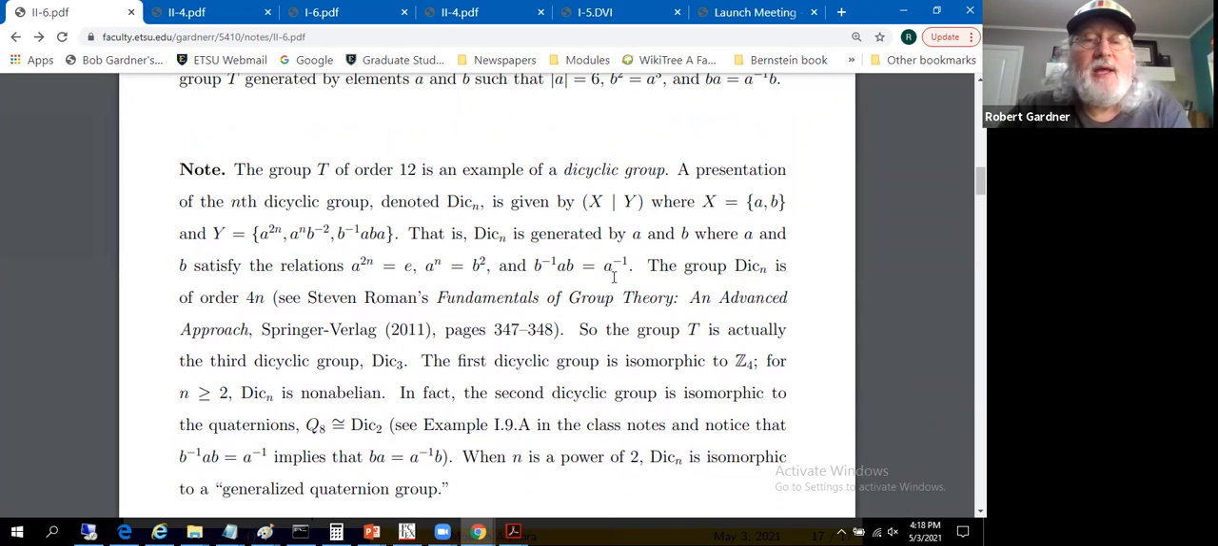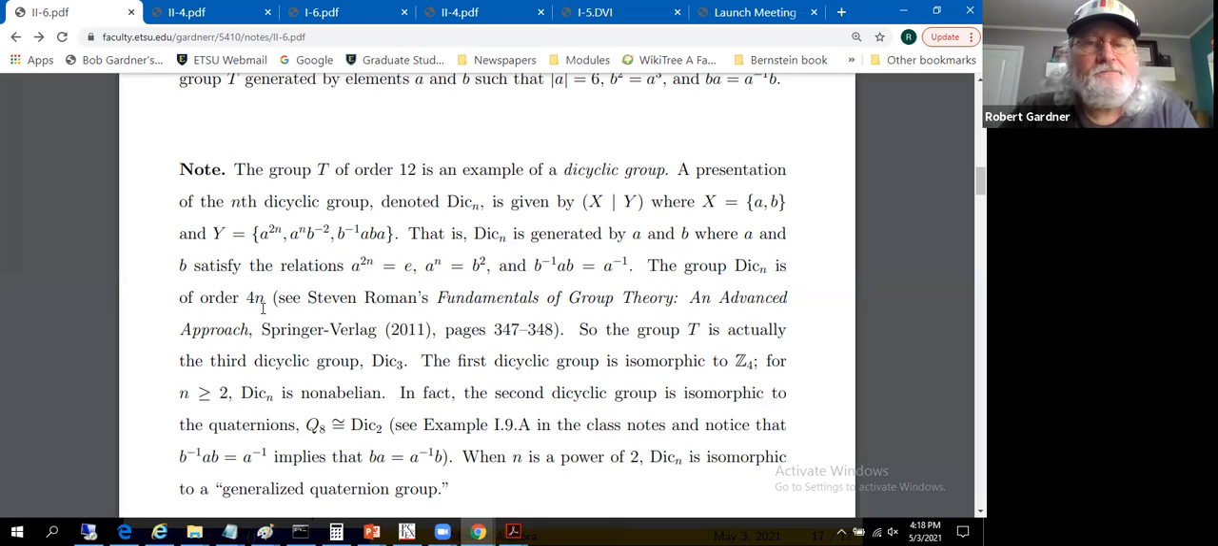This is effectively what we had before. When we plug in n equals 3, we had A to the 6 was the identity, we had A cubed equals B squared, and we had this. When n equals 3, dicyclic group Dic sub n, that's that group capital T we were talking about. So here's a category to put that group in. The group Dic sub n is of order 4n, so when n is 3, it'd be order 12.